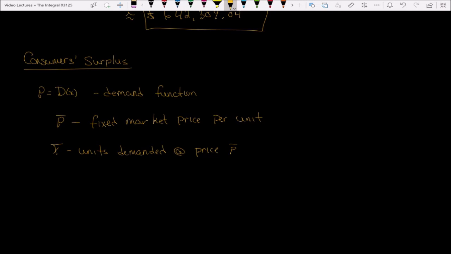Well, what this means is those consumers who would be willing to pay a unit price higher than P bar would, in effect, experience a savings. This difference is what's called the consumer's surplus. So the difference between what they pay for it, P bar, and what they would actually pay for it is your consumer's surplus.